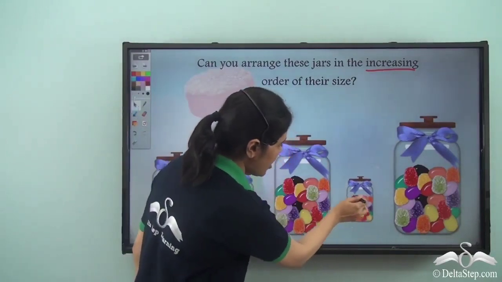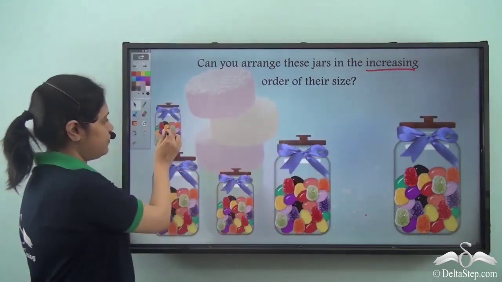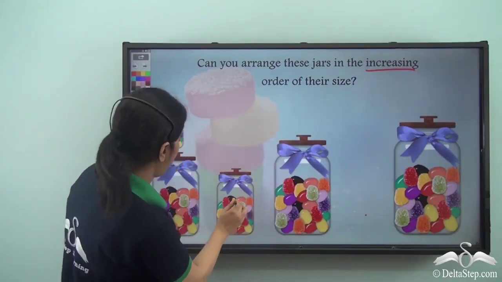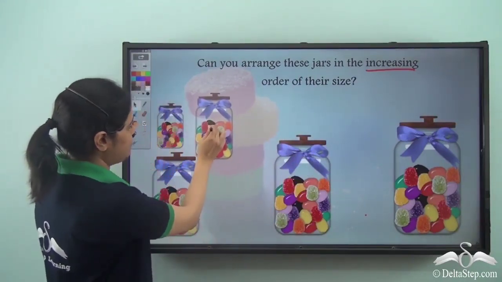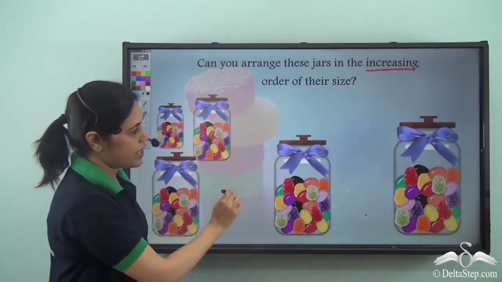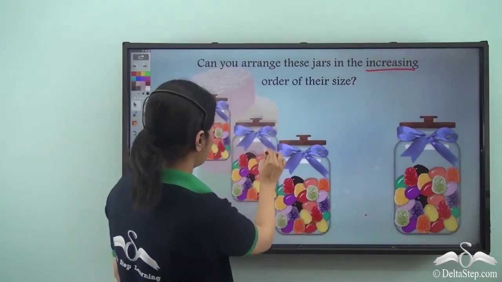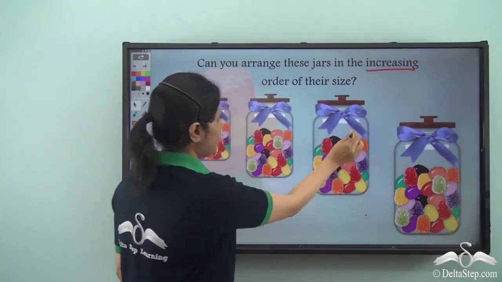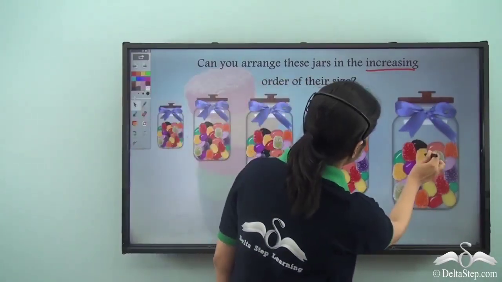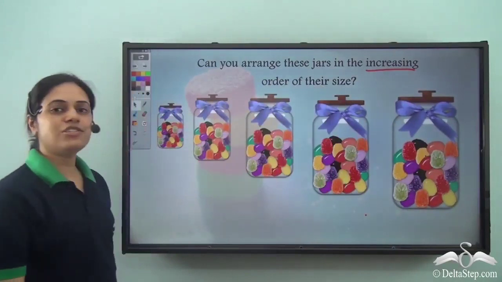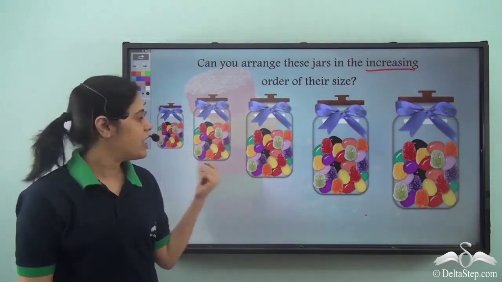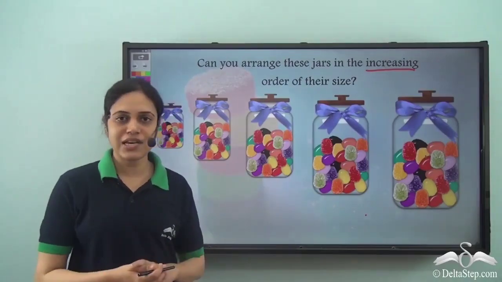So, this jar is the smallest. Then I have this one. Then I have this one. Then I have this one. And this is the biggest jar. So these jars are arranged in increasing order of their sizes.